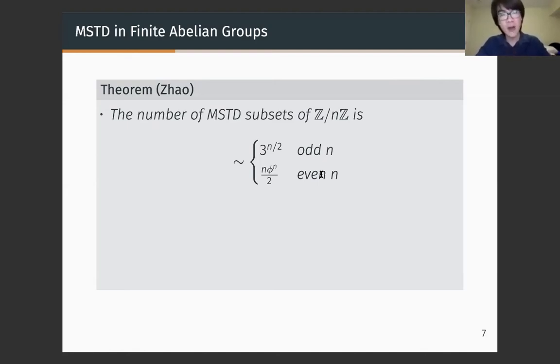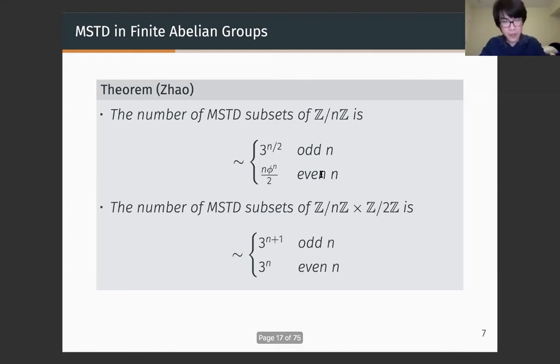A theorem by Zhao states that the number of MSTD subsets of Z mod nZ is approximately 3 to the n over 2 for odd n, and n times phi to the n over 2 for even n, where phi is the golden ratio. Also, the number of MSTD subsets of Z mod nZ times Z mod 2Z is approximately 3 to the n plus 1 for odd n and 3 to the n for even n.